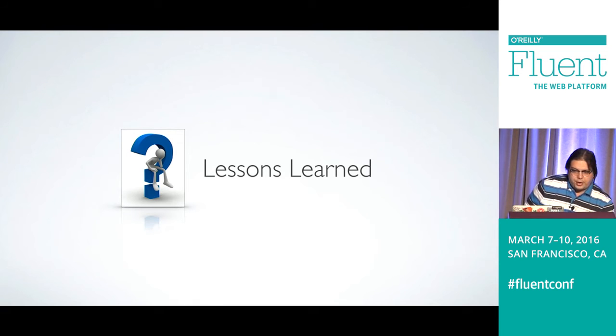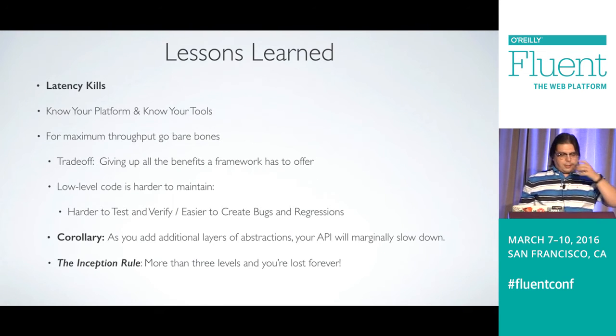So what have we learned so far? Latency kills. Latency is bad, and it should be the first target that you should be attacking. And you should also be aware of your platform, what your platform is good for and what your platform is not so good for. And we've seen that if we go bare bones, we get a lot of throughput increase, but we compromise a lot of things as well. And most of the time, it's not worth it. But it depends on your application, basically. And as a corollary, if you add more levels of abstraction to your system, then you will make your API marginally slower.